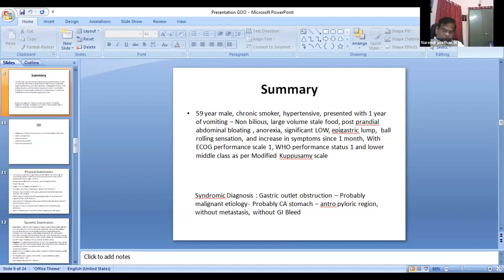Okay. But apart from the stomach, what are the other possible causes of outlet obstruction? Differential: CA stomach or CA from the body of the pancreas, if it's malignant. Then gastric lymphoma, gastroduodenal tuberculosis, peptic stricture, down the list.